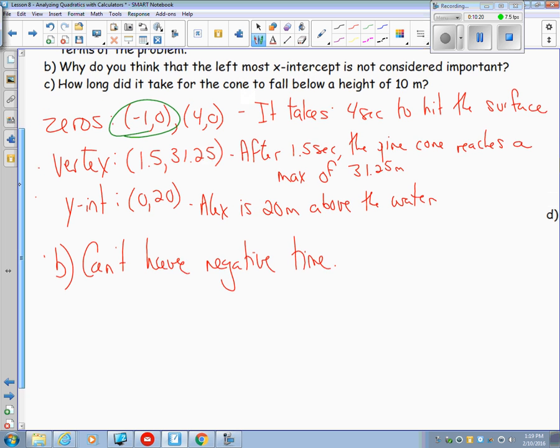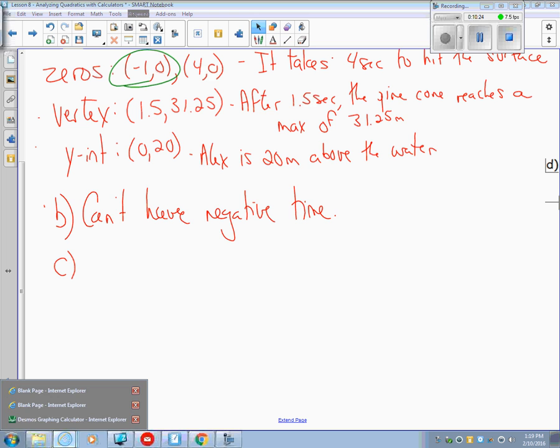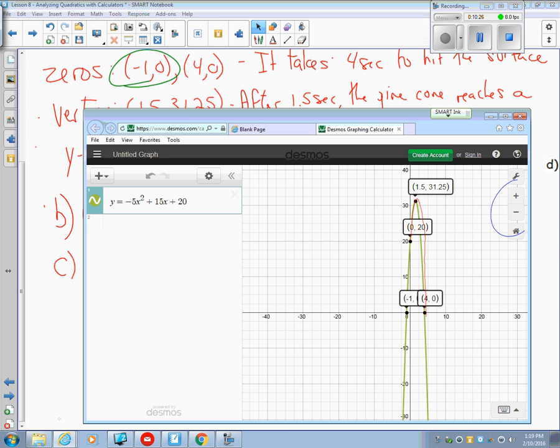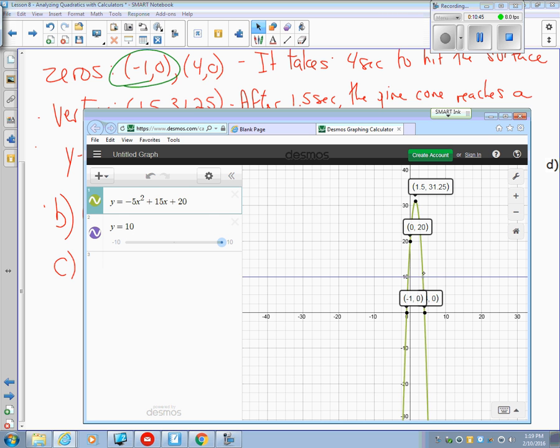How long did it take for the cone to fall below a height of 10? Yeah, so my picture, I need to find where is 10. Now, I could probably guesstimate it's about 10, right about there, but I want to know the exact value, right? So to do that, I'm going to put in an equation. I want to know where is 10. So y equals 10. There it is. And I want to know where they are, so I'm going to touch that right there.